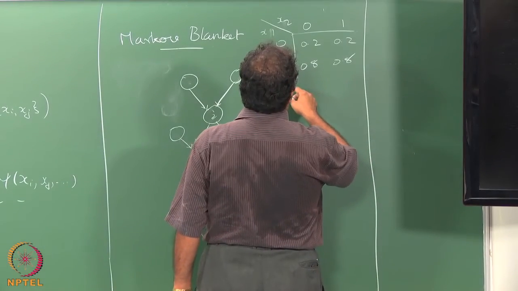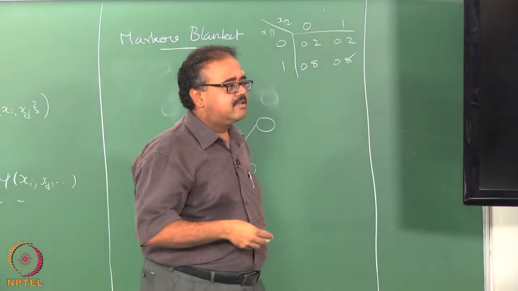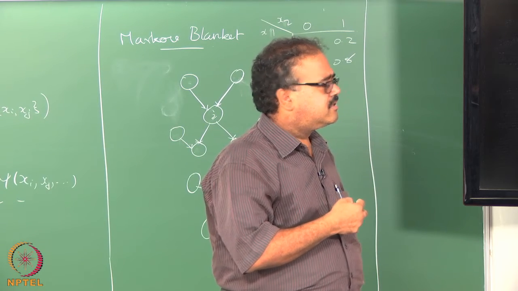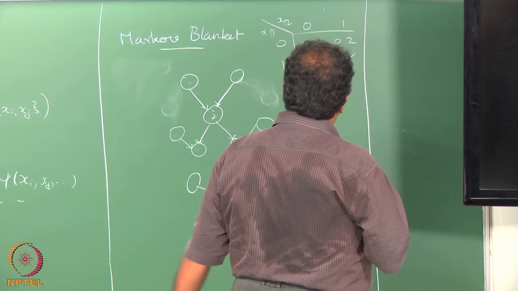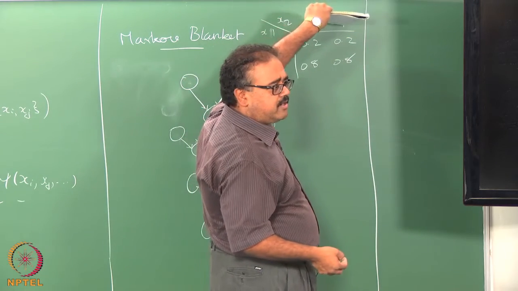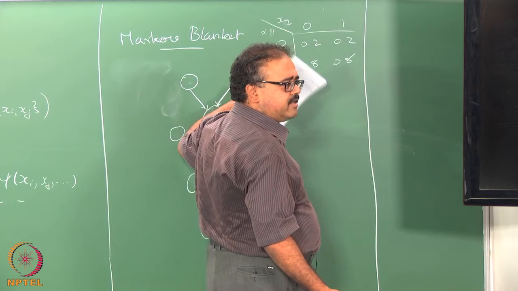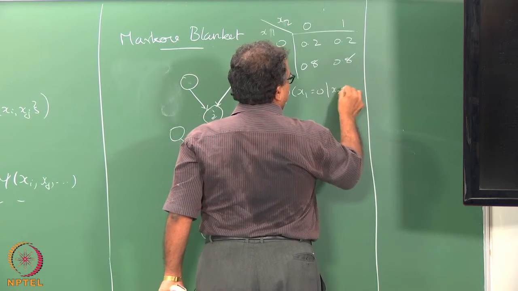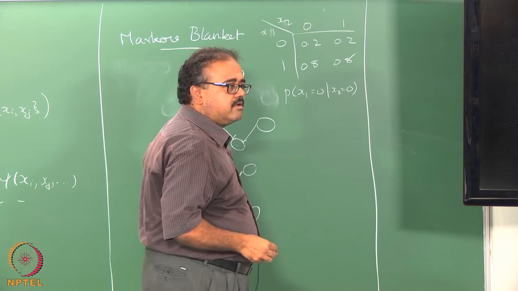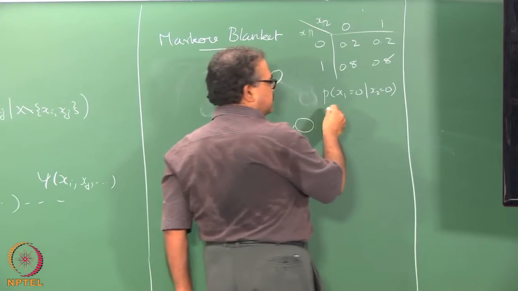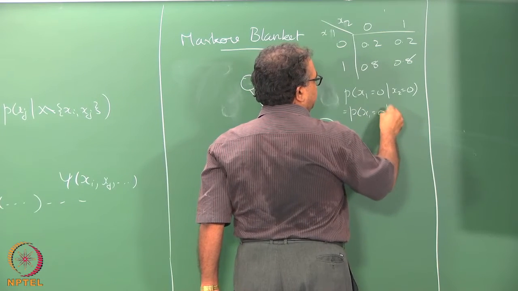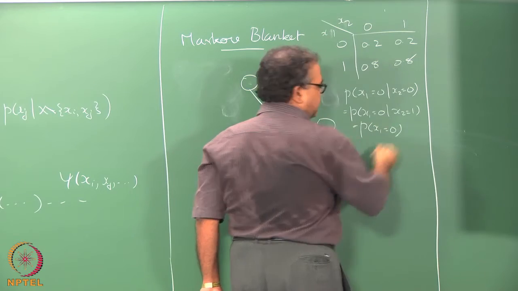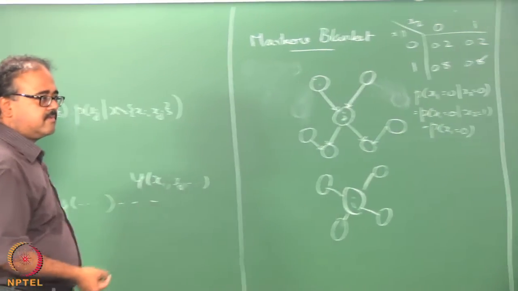Well, the other way around. x2 is independent of x1. No, it's correct, right? x1 is independent of x2, right? So whether x2 is 0 or x2 is 1, it does not matter. So what is the probability of x1 equal to 0 given x2 equal to 0? That is equal to the probability of x1 equal to 0 given x2 equal to 1. So it is independent, right?